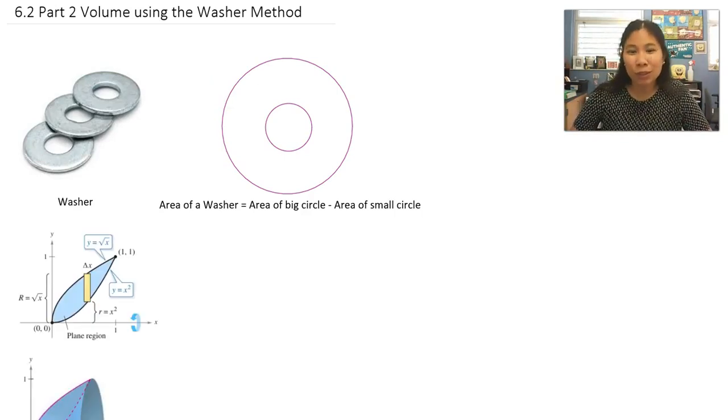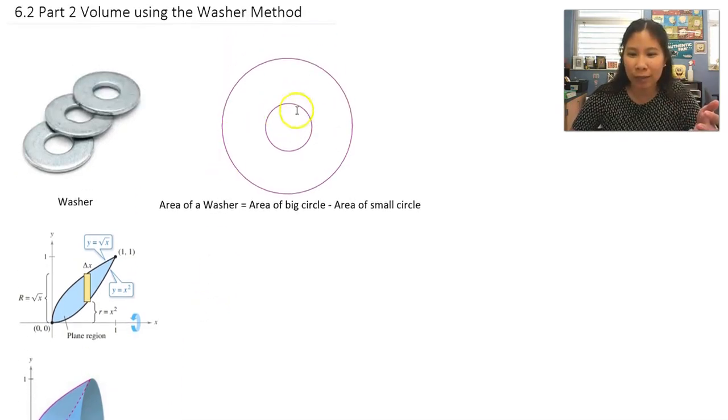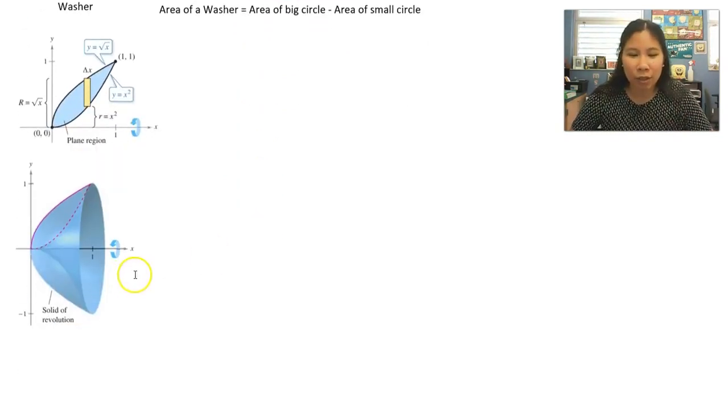The problems we would use the washer method for are something like this. If we had two curves and the shaded area was like this, and then we were rotating it around the x-axis, the rotated shape would look something like this, where it's hollow in the middle. Because it's hollow in the middle, we get this center circle part to make that washer.